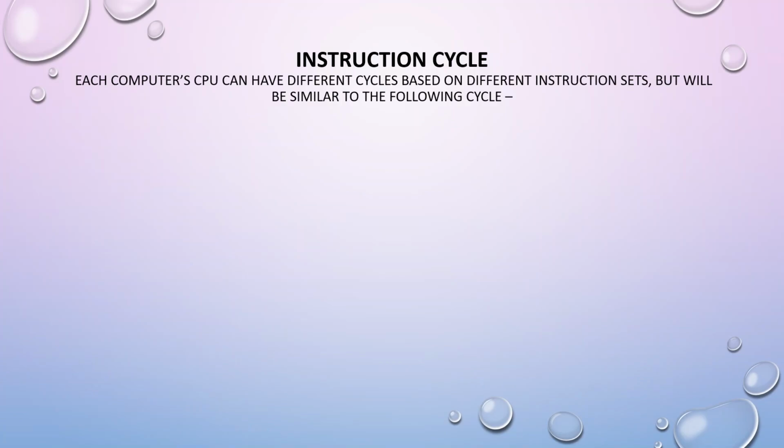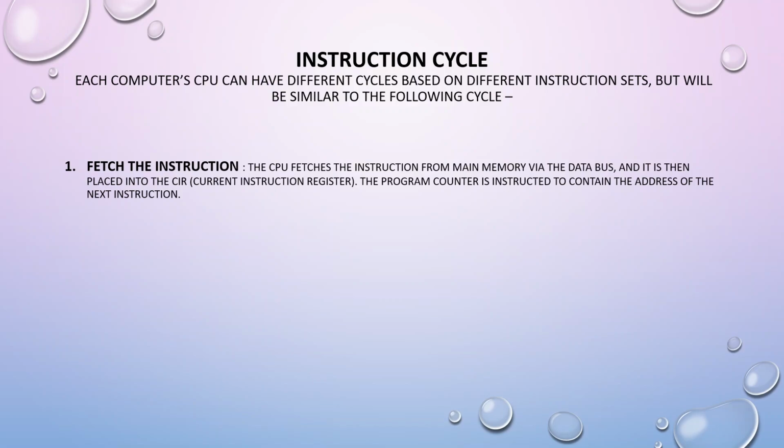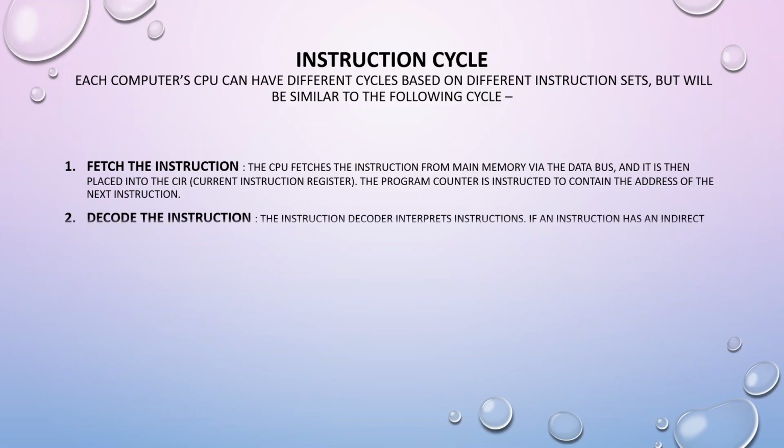Instruction cycle. Each computer's CPU can have different cycles based on different instruction sets, but will be similar to the following cycle. 1. Fetch the instruction. The CPU fetches the instruction from main memory via the data bus, and it is then placed into the CIR, current instruction register. The program counter is instructed to contain the address of the next instruction.